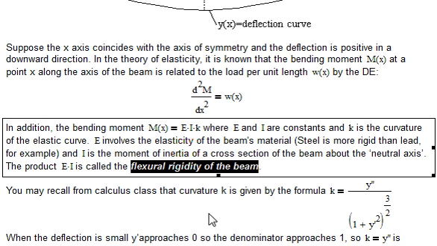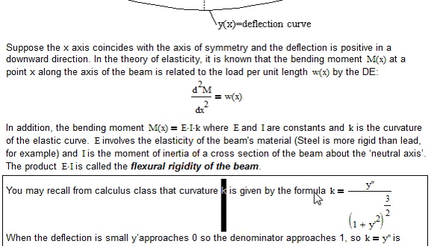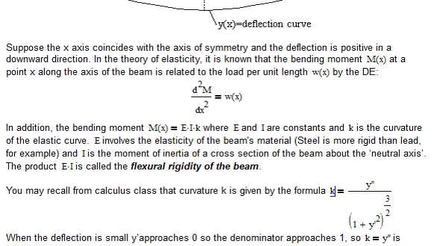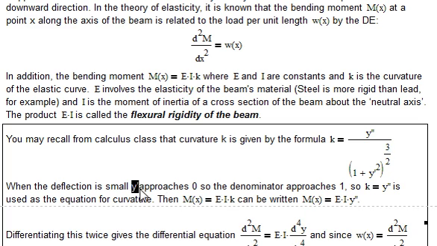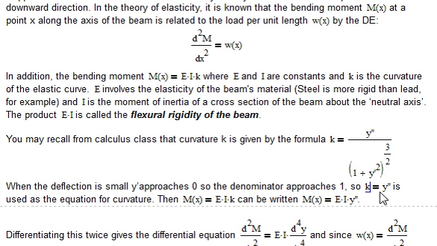So anyway, you might remember this from calculus class. To find the curvature, the formula is k equals y double prime over (1 plus y prime squared) to the 3/2 power. And when that deflection is small, y prime approaches 0, so the denominator approaches 1. So the curvature is approximately equal to the second derivative. And that equation is used for curvature. Then the bending moment, E times I times k, can be written as E times I times y double prime.